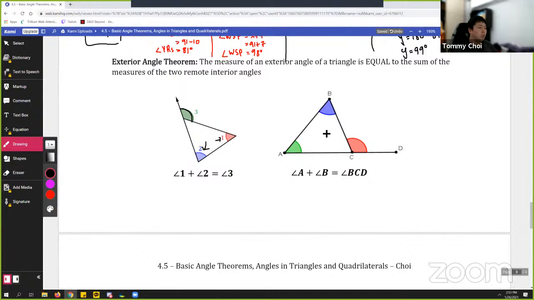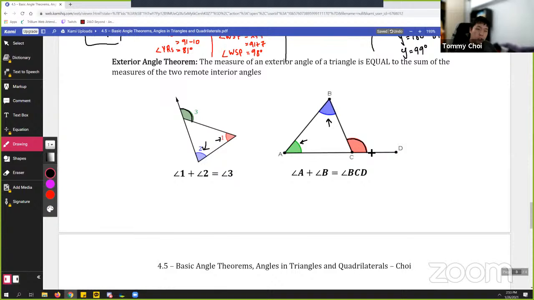Okay. And this is just another example here. The exterior angle is the sum of the two interior angles that are not touching that vertex. So angle A plus angle B is actually equal to the exterior angle on angle C. Okay.